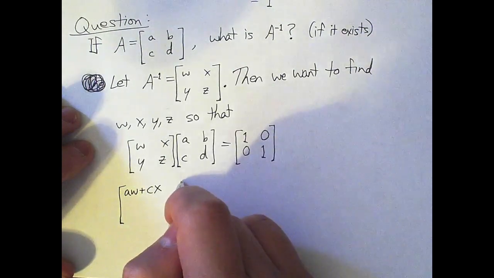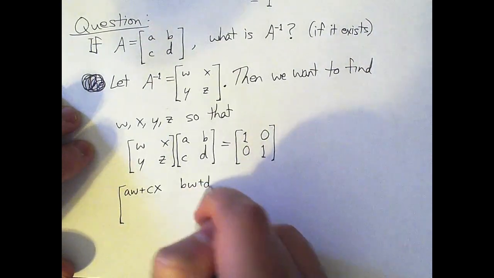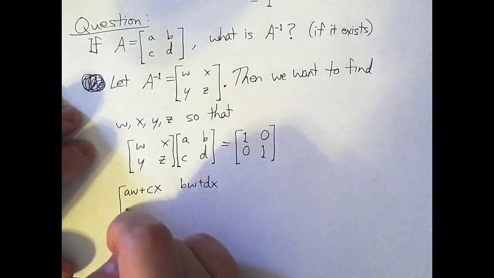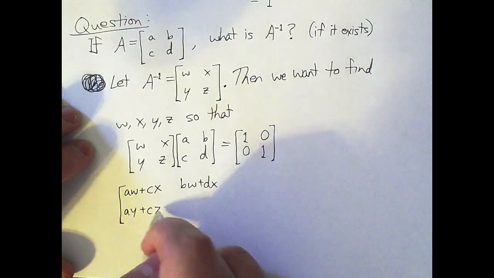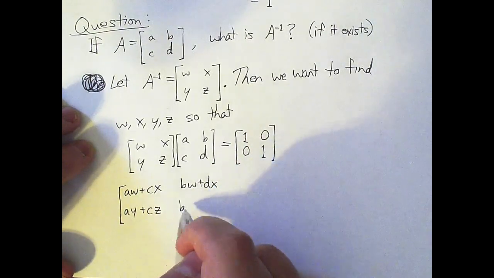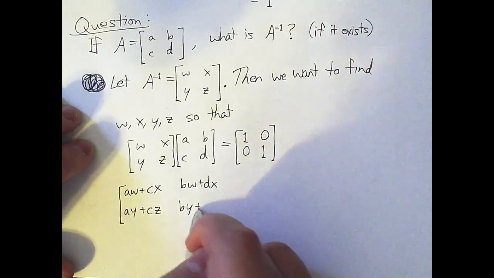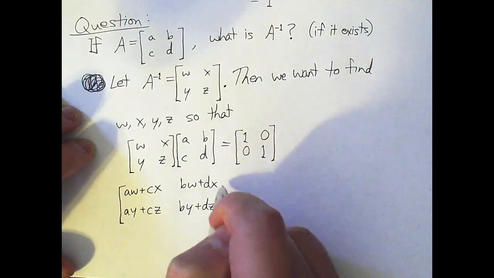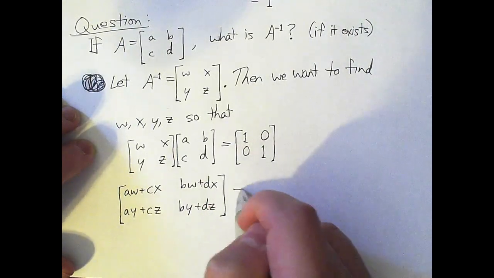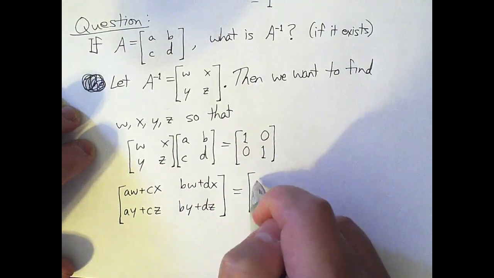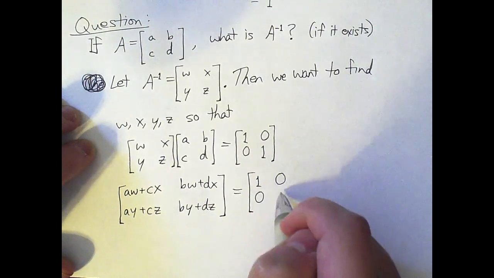All right, and then over here you get BW plus DX. Down here you get AY plus CZ. Remember we did that warm-up problem at the beginning, so we know how to multiply 2 by 2 matrices. That's what you get on the left-hand side. The right-hand side is still this.